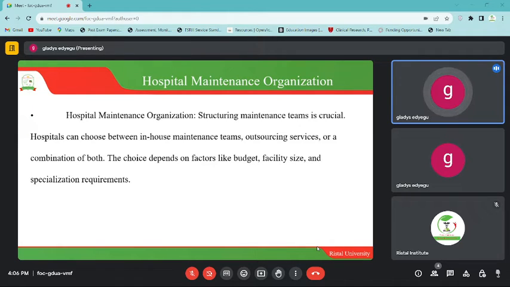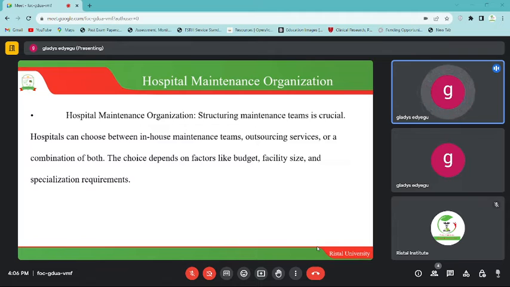Then the other thing is about specialization that might be required. We have different equipments, and those different equipments may need different specialties on how they are supposed to be maintained or repaired. So the choice depends on those factors: the budget that you have for maintenance and repair of your infrastructure, systems and equipments. Then also look at your facility size. Depending on the size of your facility, that will also guide you on which kind of choice of people you're going to use.